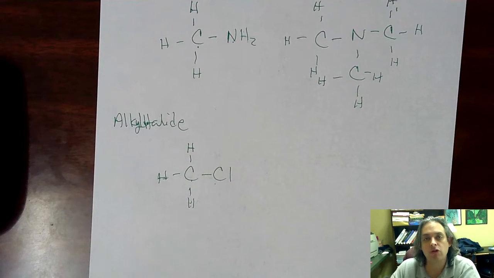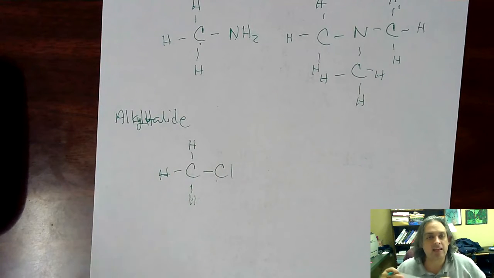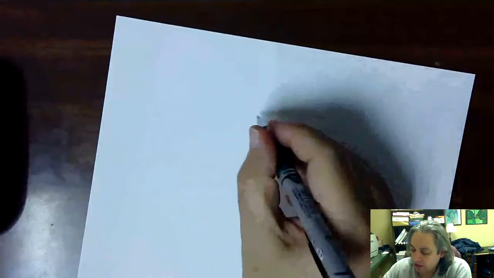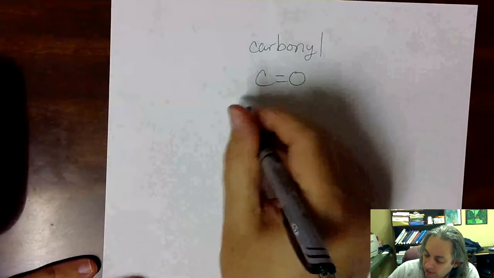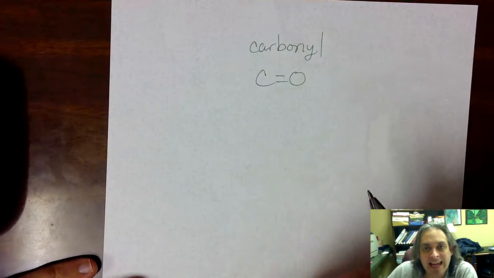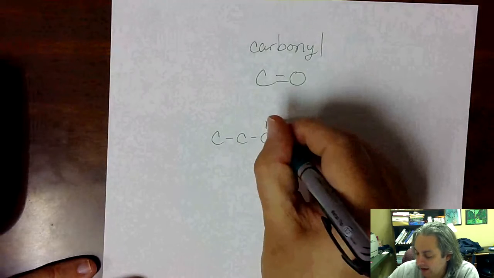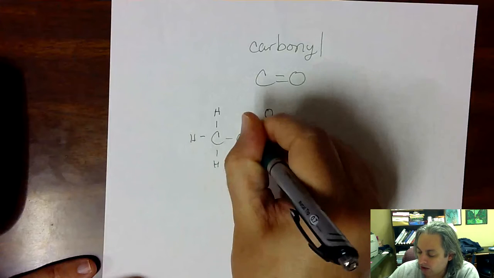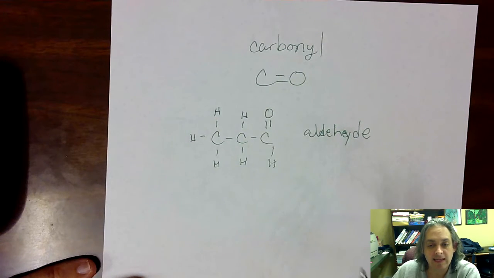Now the next major group of functional groups are carbonyl groups. A carbonyl group is signified by a carbon-oxygen double bond. Whenever you have a C double bond O, you have what we call a carbonyl, and there are many different types of carbonyls. If this C double bond O is at the end of a long chain of carbon, so let's say we have a three-carbon chain and we put our double bond oxygen on the end carbon, this is what we would call an aldehyde.